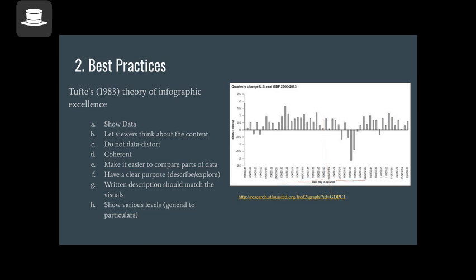Have a clear purpose. In other words, before you create a chart, you should know why you're creating it so that it matches with the story you're trying to tell and supports it. So again, this refers to the report that you create. It should match with this.